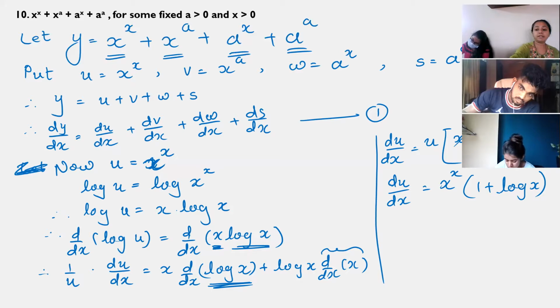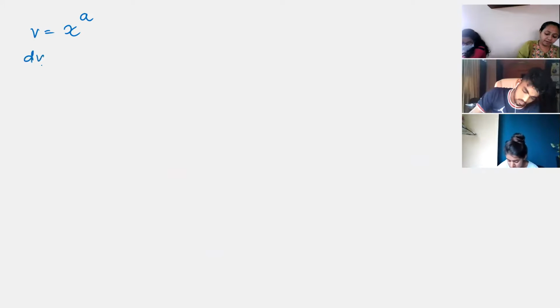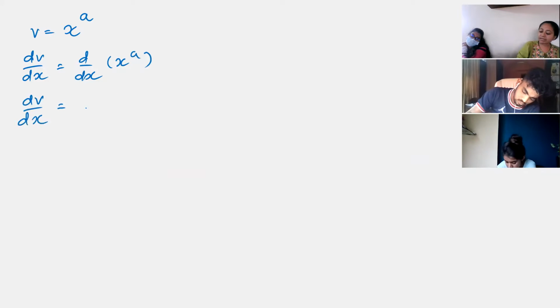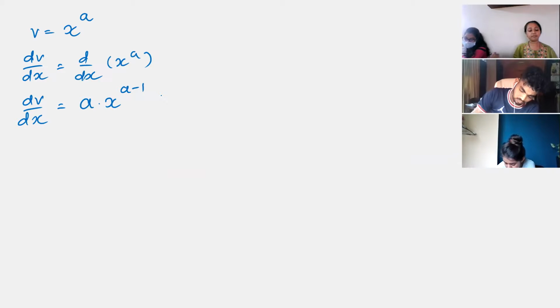So similarly, let's do v. Here we'll call this equation number 2. Let's do this thing for v. V is not so difficult. It is x to the power a, right? So a is a fixed number. We can apply that algebraic formula. So dv by dx is nothing but d by dx of x to the power a. That means dv by dx is a into x to the power a minus 1. Formula. Number 3.